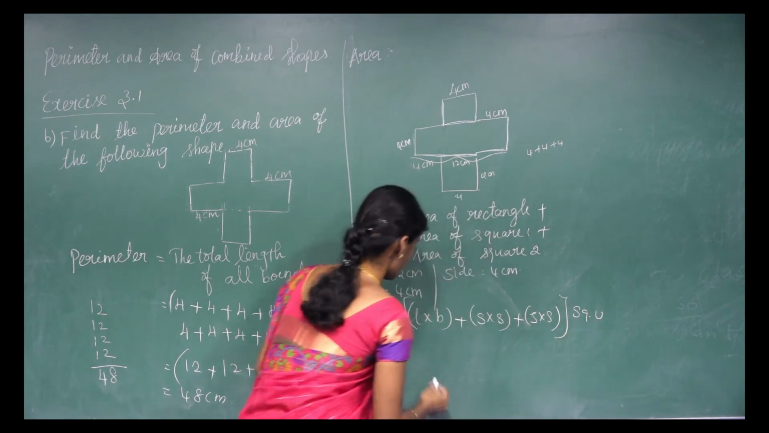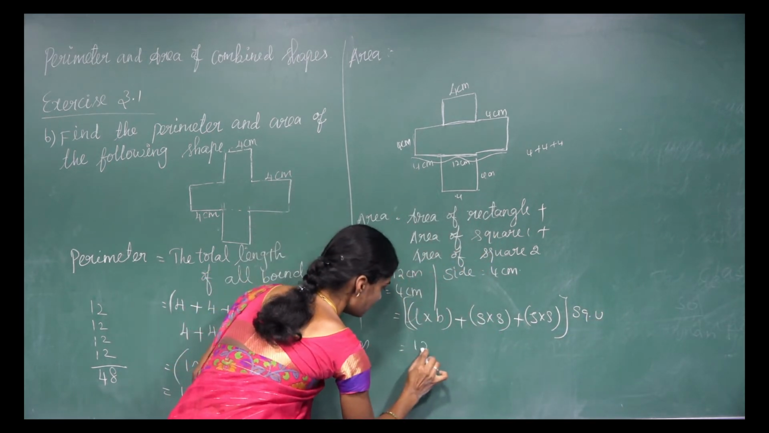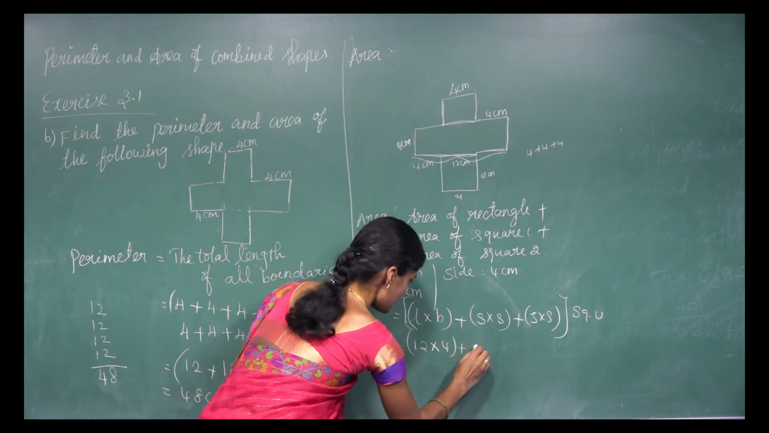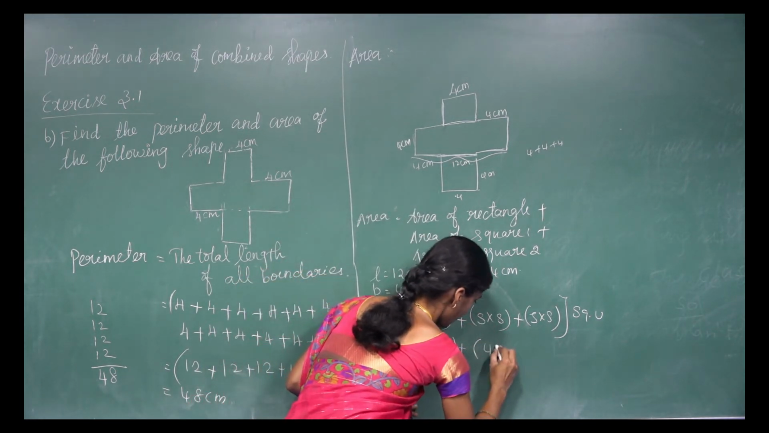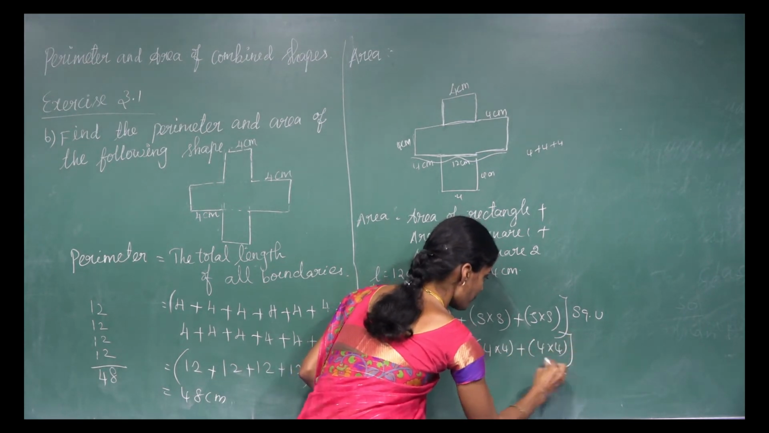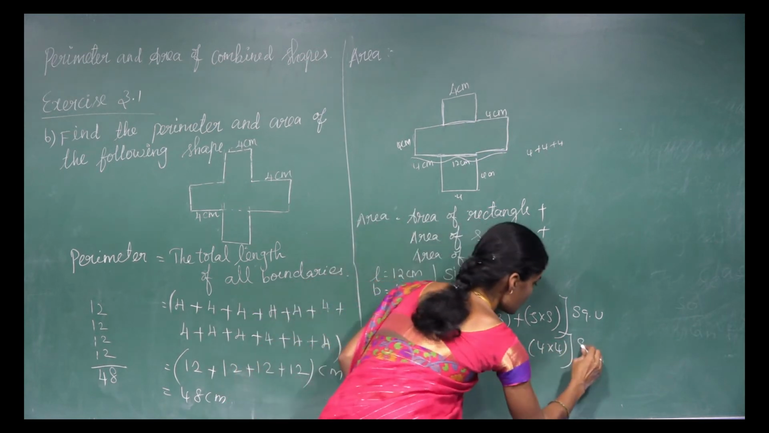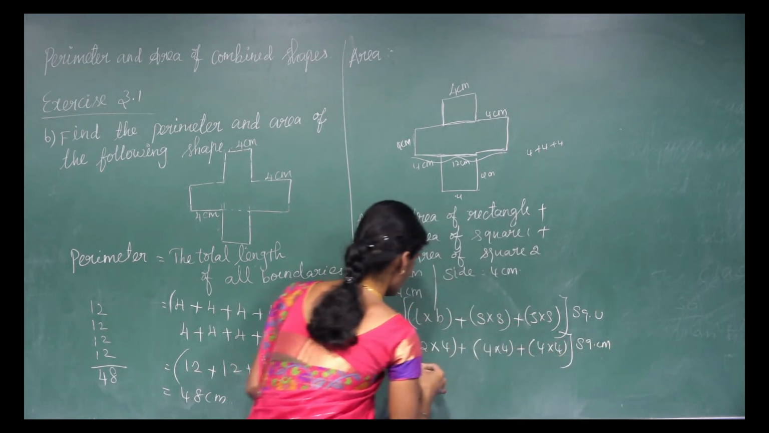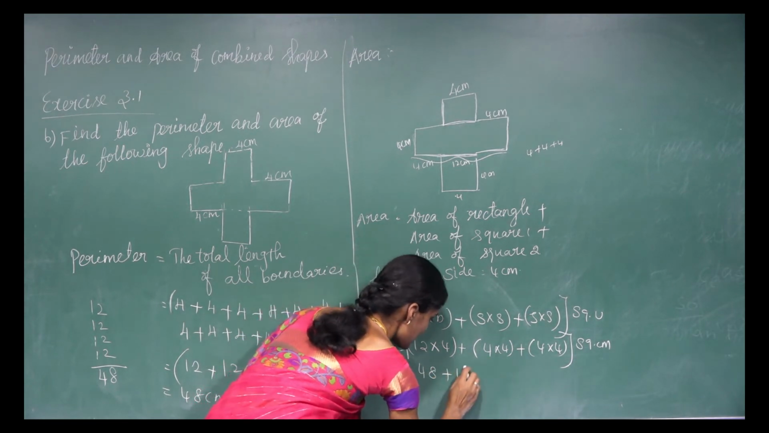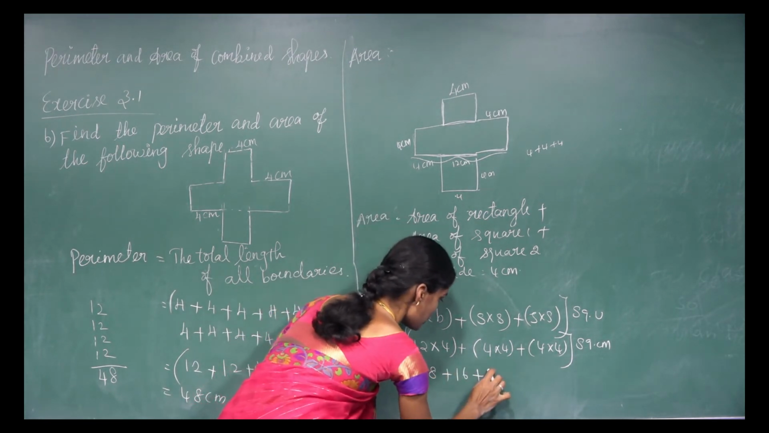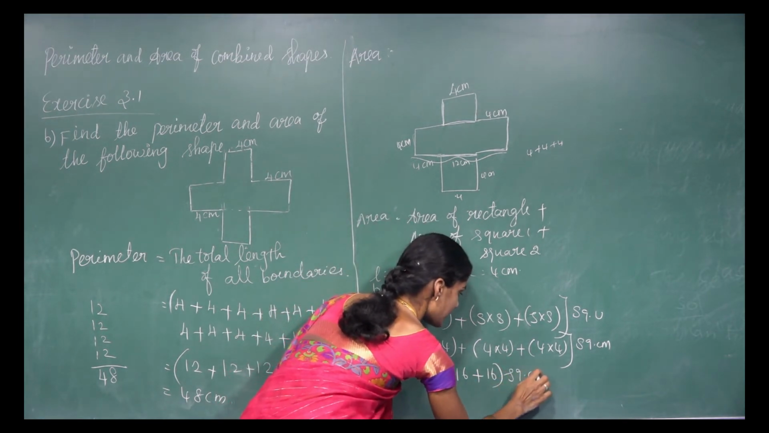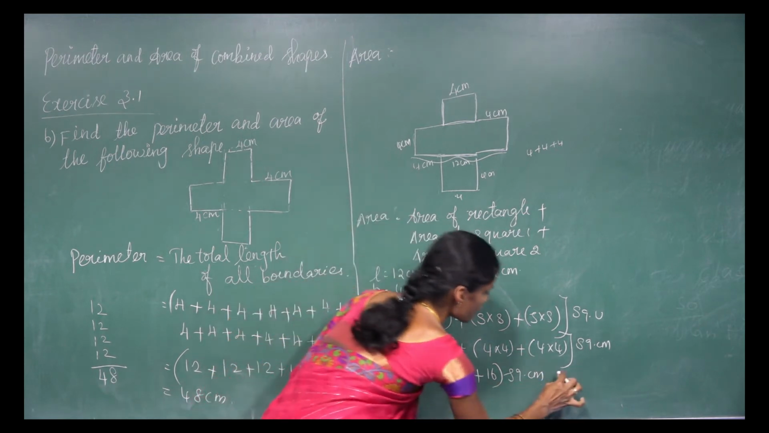Square units. What is the length value? 12. Into, what is the breadth value? 4. Plus, side value? 4 into 4. Plus, again here also 4 into 4. Square centimeter. 12 fours are 48. Plus, next 4 fours are 16. Plus, next 4 fours are 16. Square centimeter.